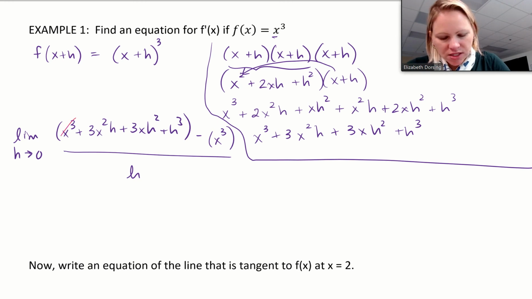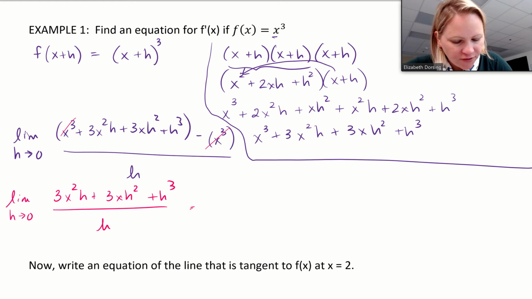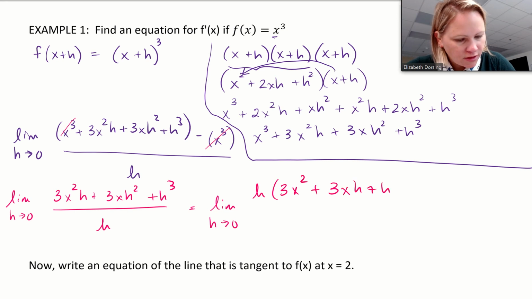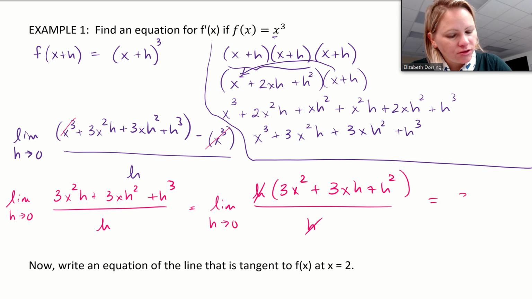So now I'm going to cancel some things out and start simplifying. So the limit as h approaches 0, we have 3x squared h plus 3xh squared plus h cubed all over h. We're going to go ahead and factor out that h, and then it cancels away nicely. And now when I substitute 0 in, the only thing left is simply 3x squared.